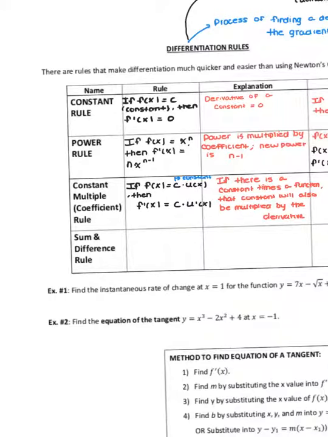There's a constant times a function, that constant will also be multiplied by the derivative.